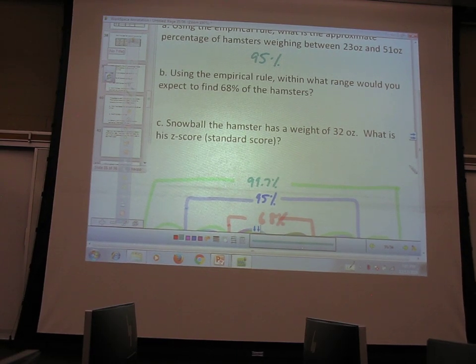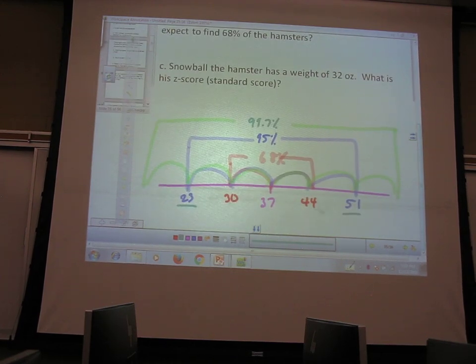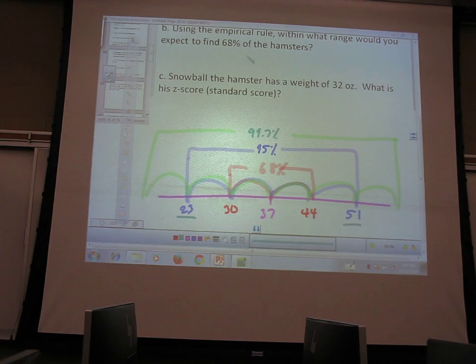What'd you guys get? 30 to 44 ounces. You can't just say within 1 standard deviation? I put that and then wrote it out. Good. Now, everybody find Snowball's z-score.